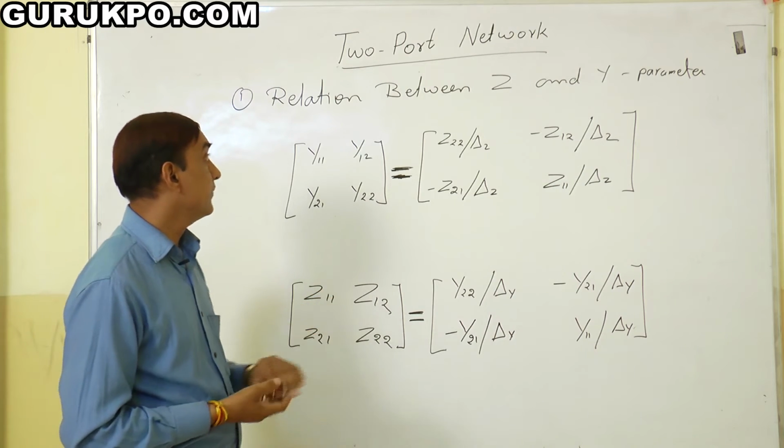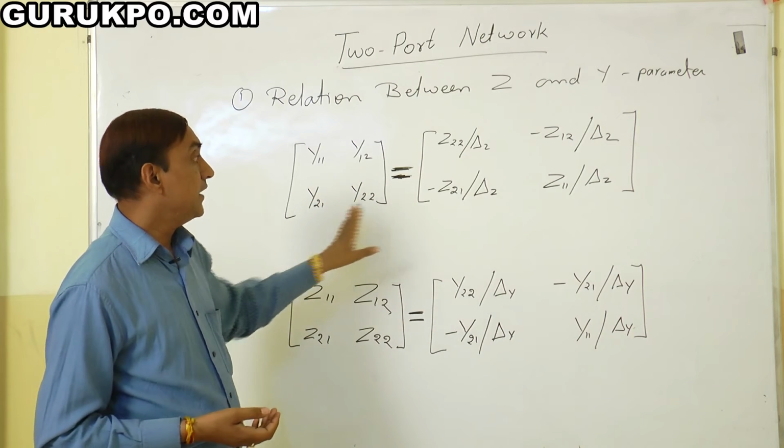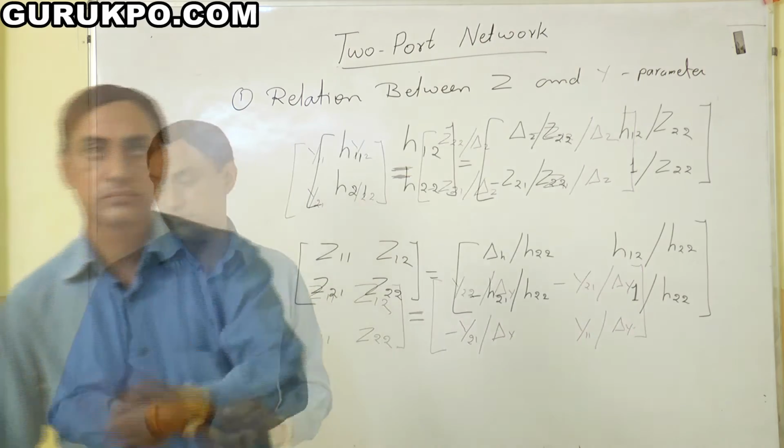So this is very clear. We get the relation between Z and Y, these are Y and Z, these are Z and Y. Now we discuss further.